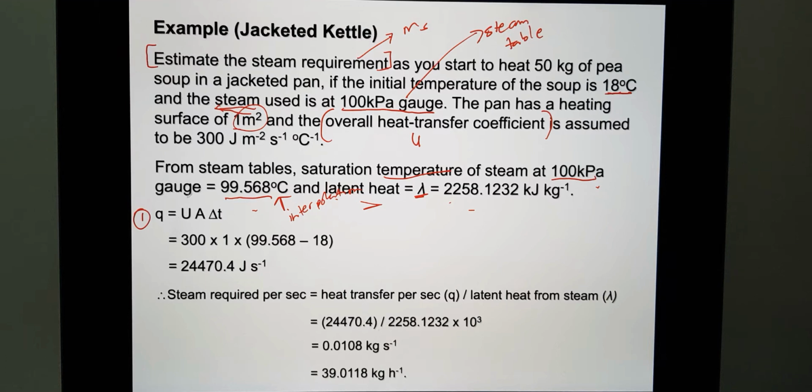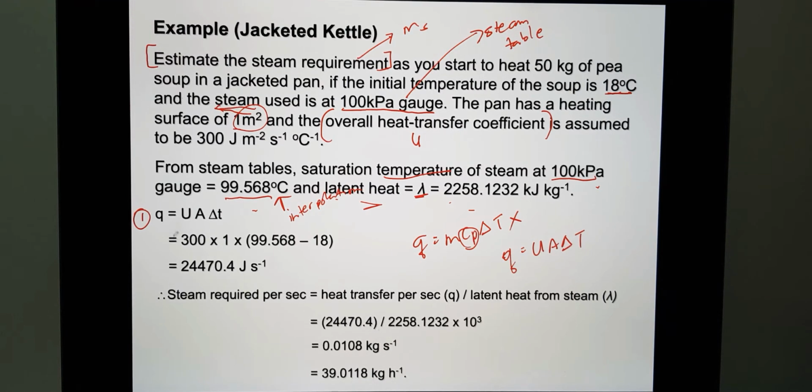How do you know which equation of Q you need to use? You need to refer back to the problem statement. What is the information that has been given to you? If the problem statement presents the overall heat transfer coefficient, you cannot use the equation Q equals m Cp delta T. This is wrong because you do not know the value for Cp. But the value for U is given to you, so that's why you need to use the equation UA delta T. The value for A has been given as well.